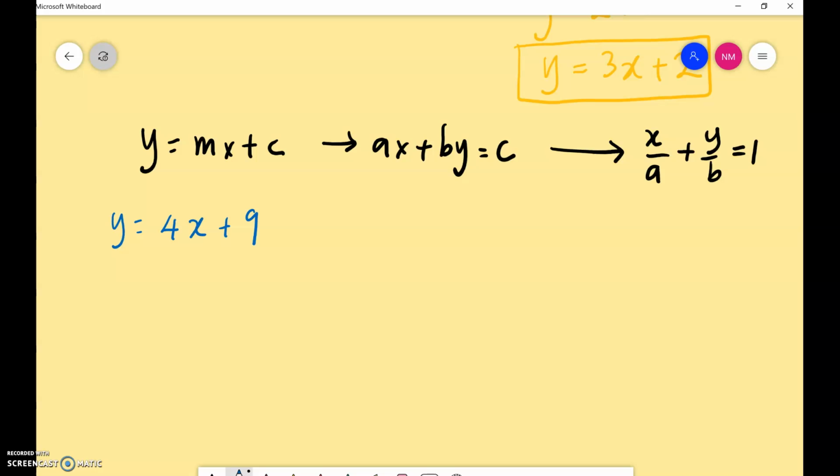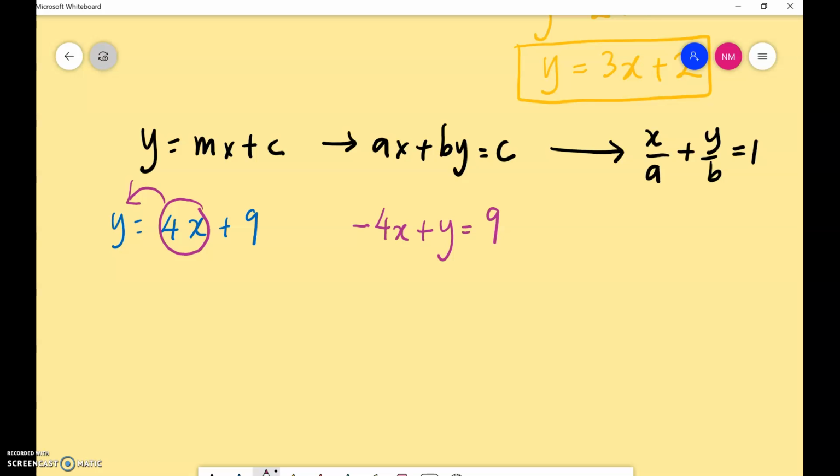To convert to ax plus by equal to c, it means that our x must be brought to the left hand side. It's positive 4x. Bring across the equal sign, it will become negative 4x plus y equal to 9. Ta-da! Just like that.